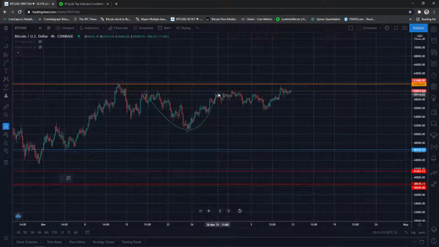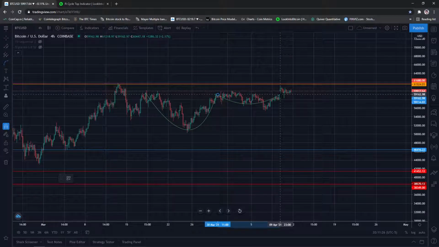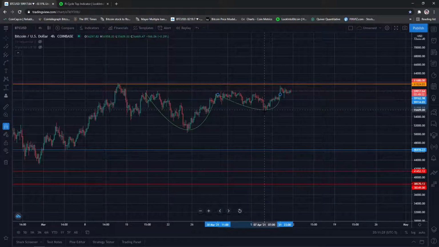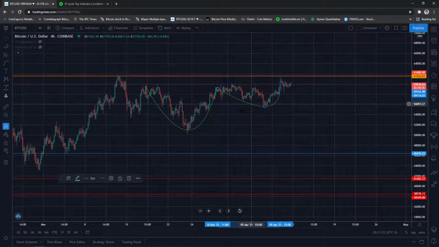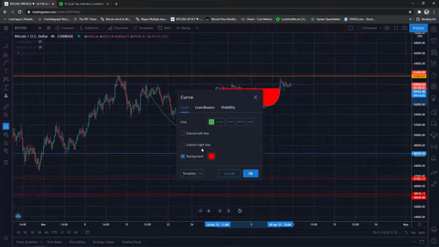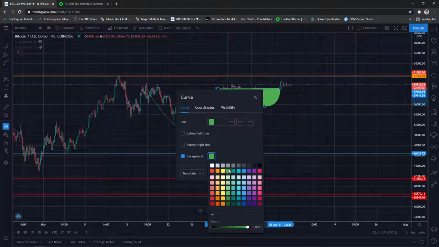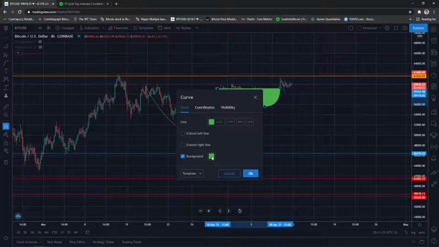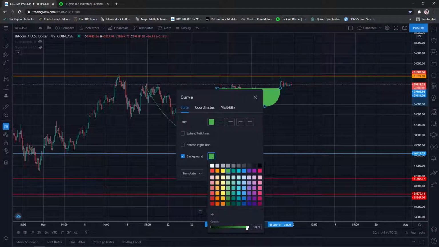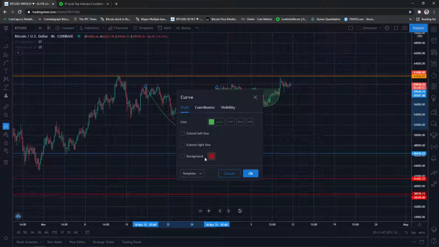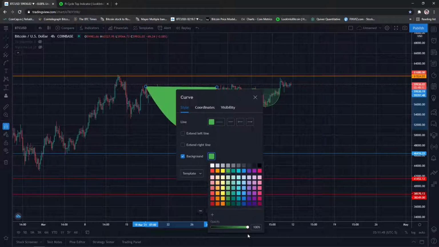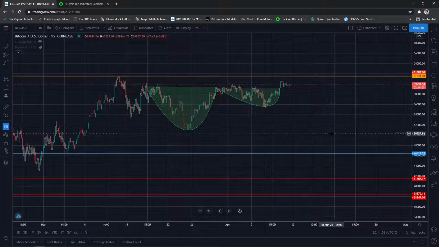And let's draw another one, kind of from here to here, something like that. And then we're on a breakout. I can kind of highlight these a little bit. Let's make them green. That's too dark. Oh, here we go. Something like that. All right, there we go.